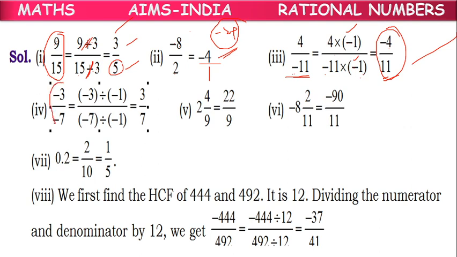Next, -3 by -7. Both minus cancel. Or we can divide both by -1. Minus cancels. 3 by 7. 3 by 7 is the standard form.